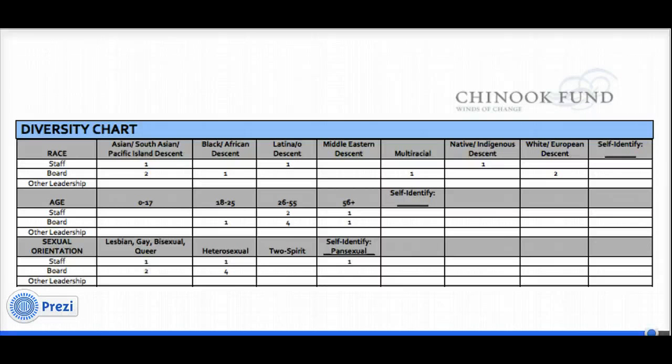Please notice that the staff total under the race section of the diversity chart is 3, which is the same total provided on the page where leadership numbers were listed. Similarly, the board total under the race section of the diversity chart is 6, which is the same total provided on the page where leadership numbers were listed.